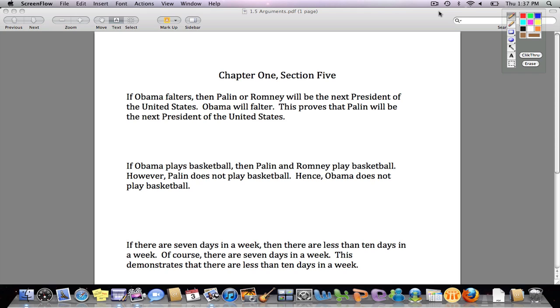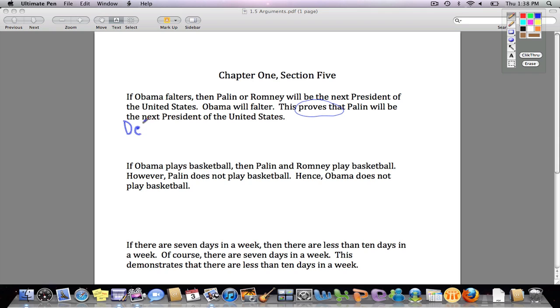All right, let's get to it here. The first argument: if Obama falters, then Palin or Romney will be the next president of the United States. Obama will falter. This proves that Palin will be the next president of the United States. Okay, first of all, the third sentence, this proves that Palin will be the next president of the United States, is our conclusion. The presence of "proves that" is an indicator, and in fact the pure tell that this is a deduction.